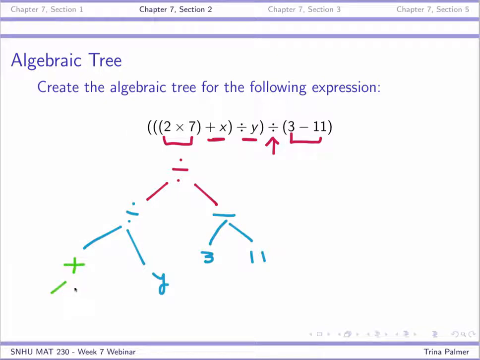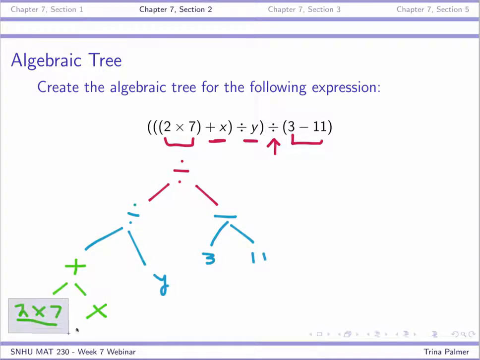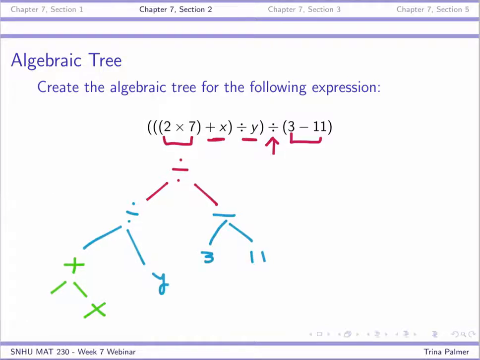And the two things I'm adding are an x and the 2 times 7. Alright, so now I'm going to make the 2 times 7 a tree. So the operation is multiplication. I'm going to write multiplication with the star. And the two things I'm multiplying are 2 and 7. So that is my algebraic tree for that expression.